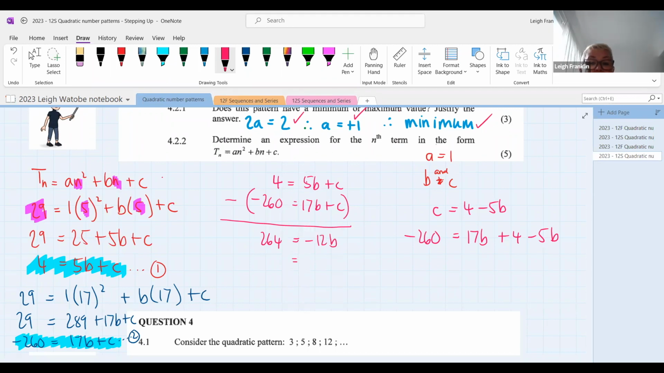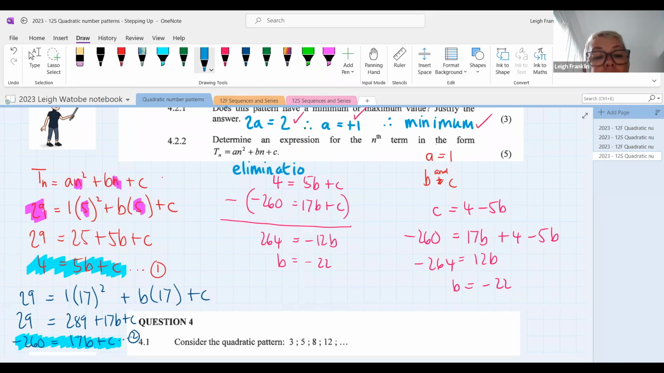So now we could divide both sides by negative 12. And that means that b is equal to negative 22. You should have got the same answer this side as well. Okay, so here we would have ended up with 12b minus 264, divide both sides by 12, and b would have been negative 22. Okay, so this method over here is the elimination method.